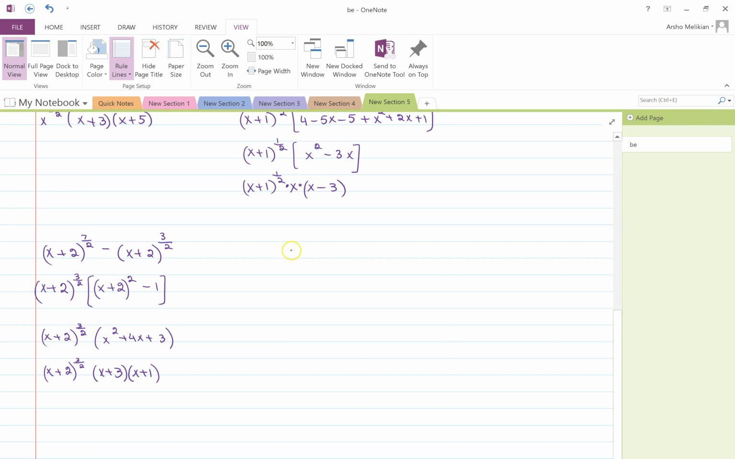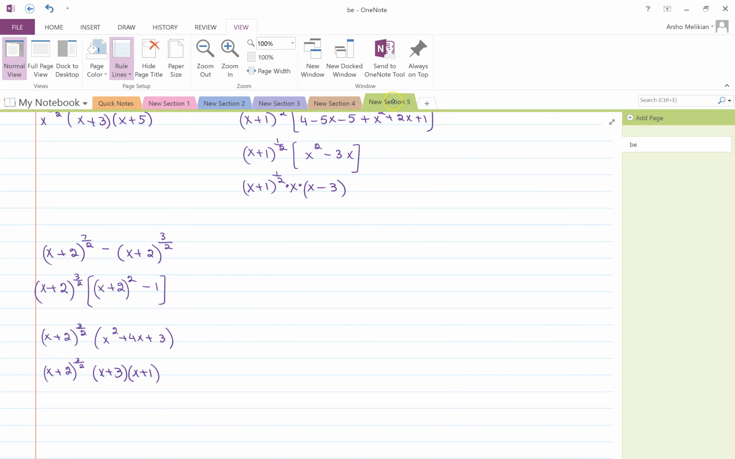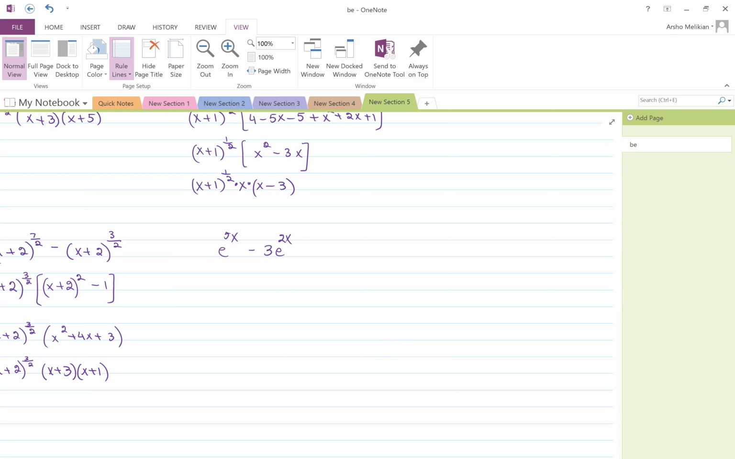So if we have e to the 5x minus 3e to the 2x. So here we go. e to the 5x minus 3e to the 2x. Okay? What are we going to factor out? Go ahead and try it. Go. We factor out e to the 2x, and we get back e to the 3x minus 3.